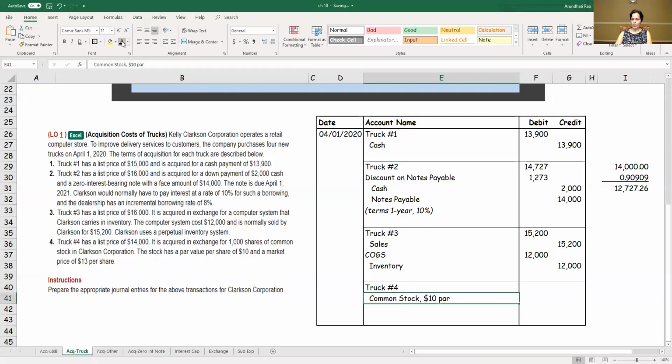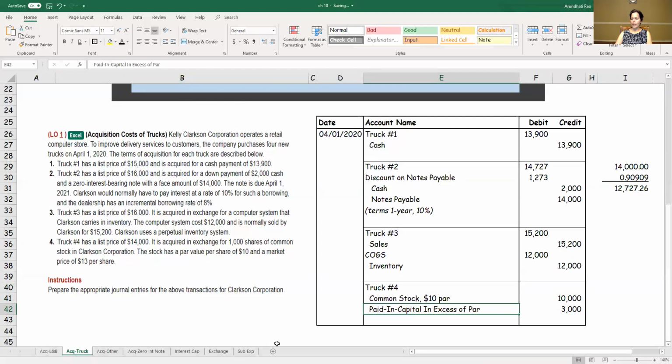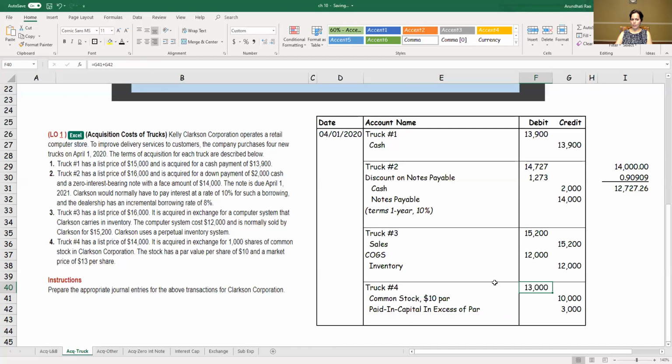What I have given up is common stock. How many shares did I give? 1,000 shares. The par value is 10. So that's $10,000. The market value is 13, which means I could have gotten $3 extra per share if I had sold it. So 1,000 times 3 is $3,000. That number is paid in capital in excess of par. So the truck is going to be debited at $13,000. Again, I'm not going to look at the list price. I'm going to go with the value of my stock, $13 per share. 1,000 shares were given in exchange for this truck.